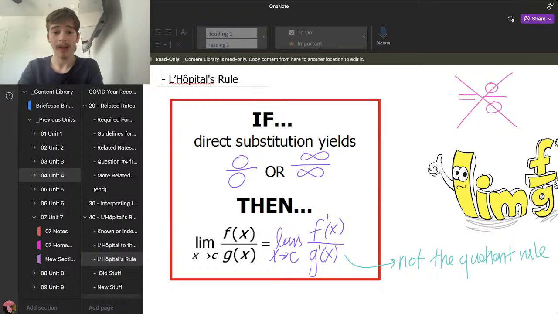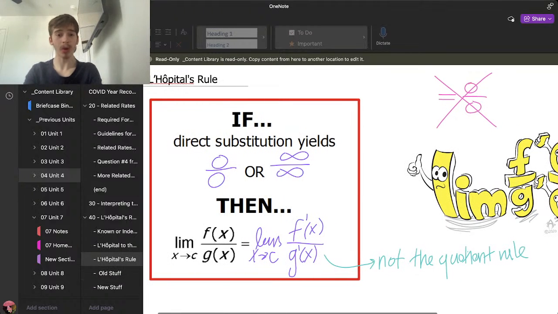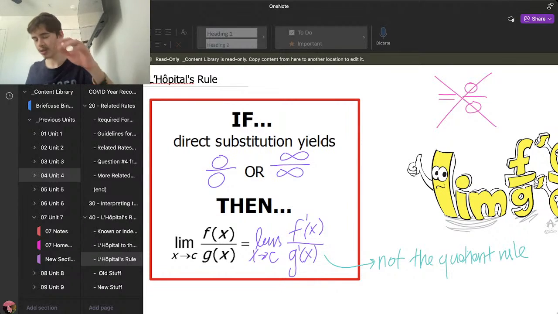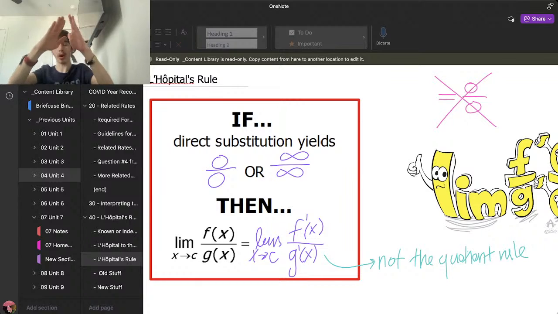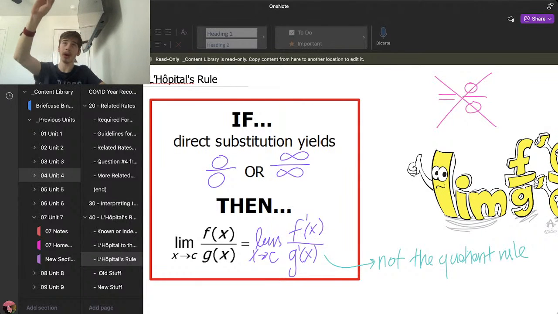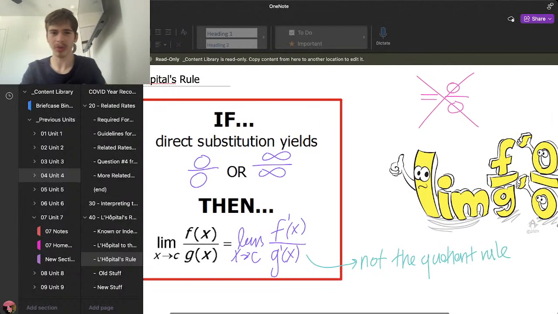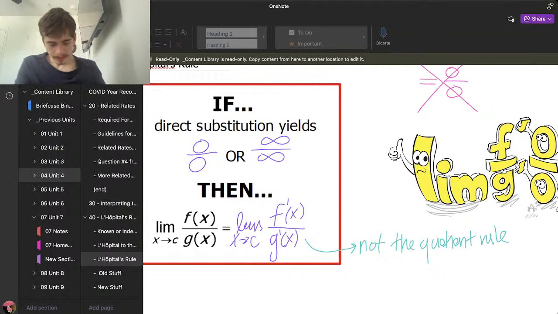That's problematic. Okay. All L'Hopital's rule says is if direct substitution yields 0 over 0 or infinity over infinity, then the limit as x approaches c of f of x over g of x is equal to the limit as x approaches c of f prime of x over g prime of x. So, not quotient rule. You're not taking the derivative of the quotient. You're taking the derivative of the top, moving it forward, and the bottom, and moving it forward. And the College Board is also nitpicky on how they want it to be written on the FRQ.